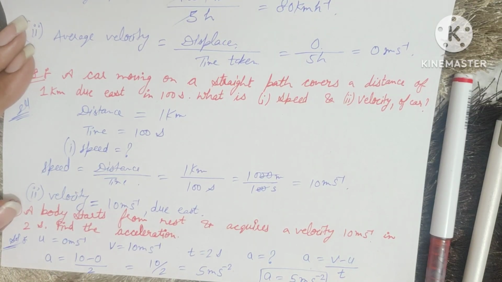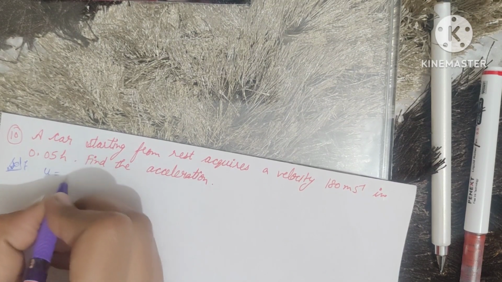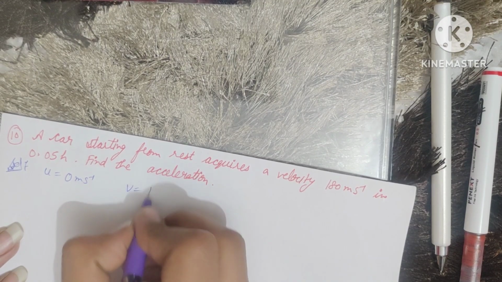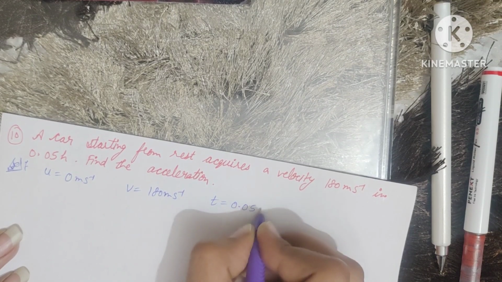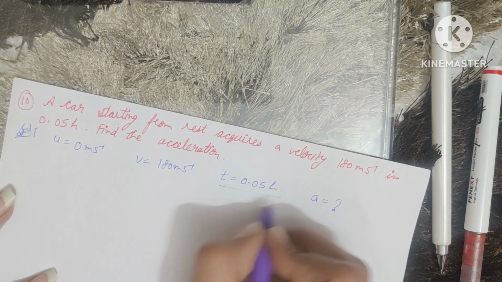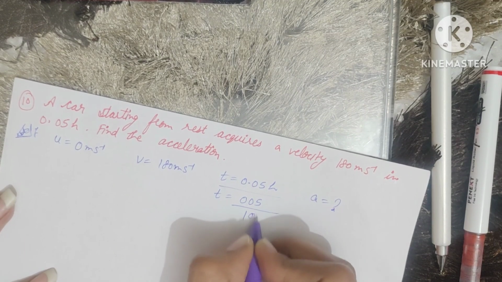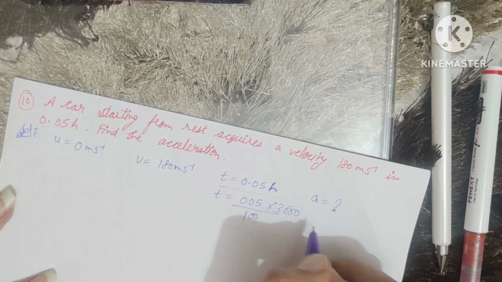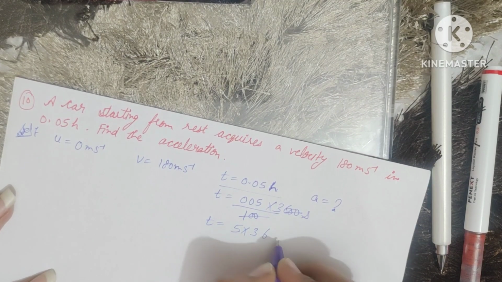Question number 10. Question number 10 is a car starting from rest. Car starting from rest means initial velocity is 0, and acquires a velocity of 180 meter per second in time 0.05 hour. We have to find the acceleration again. Firstly, I am converting the time into seconds. So 0.05, this I can write as 5 by 100. I want to change it into seconds, so I need to multiply it with 3600 for the seconds. Then 5 into 36 is left with me.